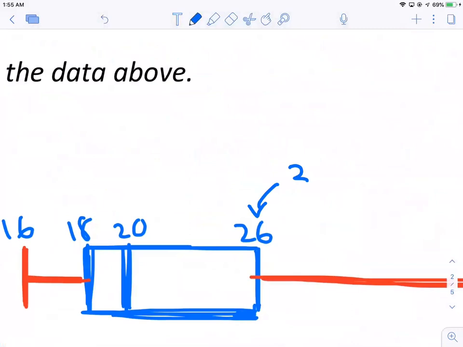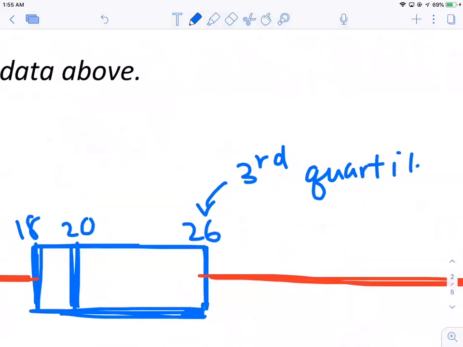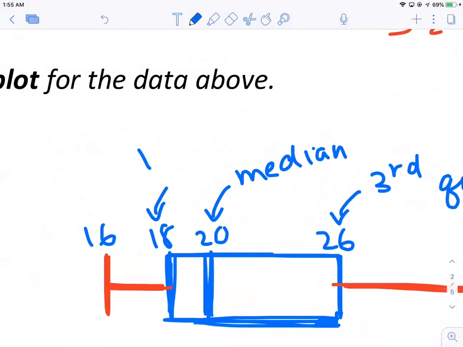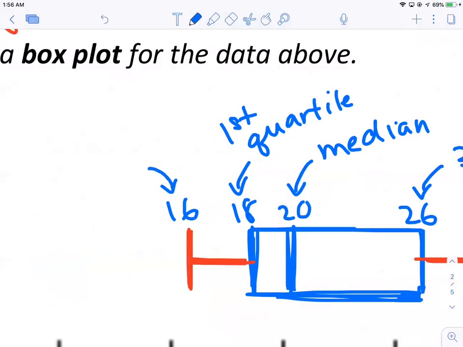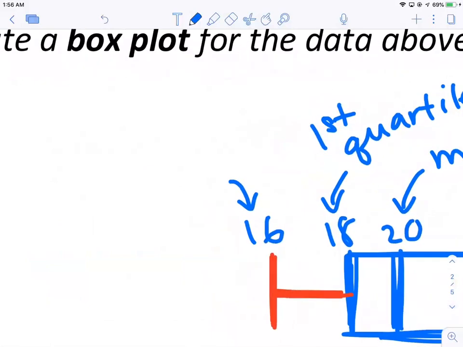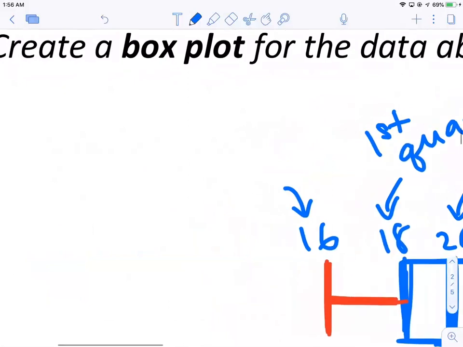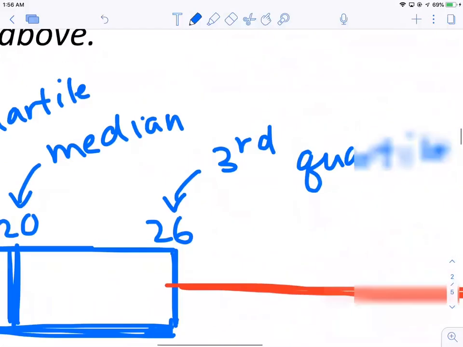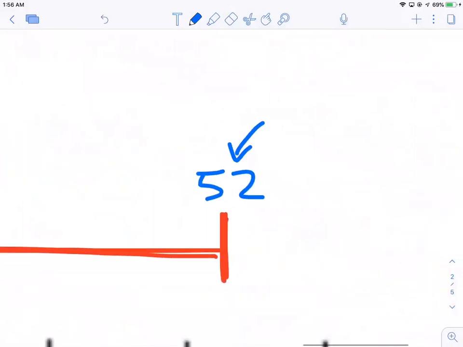Again, this number here, that was our third quartile. This number here is the median. This number here, that was the first quartile, right? And again, we got that by finding the median of the lower half, the bottom 50% of the data. It's going to give us the 25th percentile, or the first quartile. And that 16 there, that's the minimum. And this 52, that is the maximum.